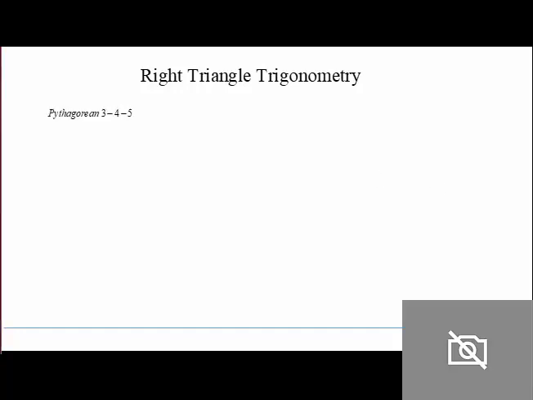I will start with a Pythagorean triple known as 3, 4, 5. So if you have a right triangle with sides 3, 4, 5, then 3 squared plus 4 squared equals 5 squared. This is known as the Pythagorean theorem. We'll use this concept to find some values for the 6 trig functions.